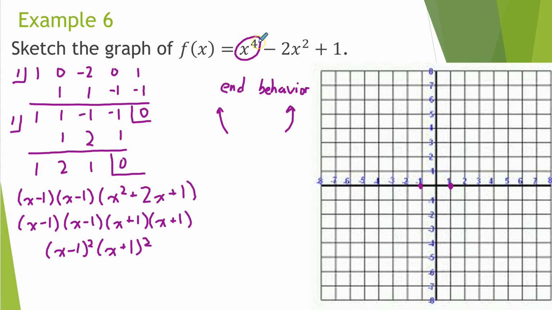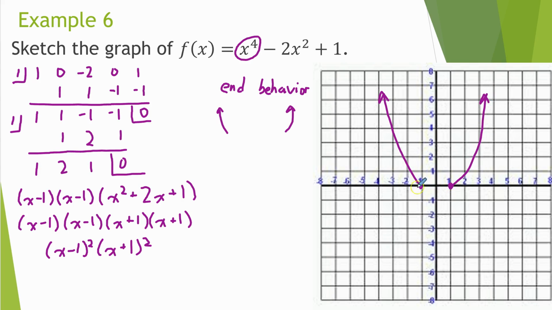For the end behavior, we look at the leading term. I have a positive coefficient and an even exponent, so you should see that on the left-hand side it's going up to +infinity, and on the right-hand side it is going up to +infinity. So now I'm going to apply that on the graph starting from my x-intercepts. So the left-hand side is going up to +infinity, and the right-hand side is going up to +infinity.